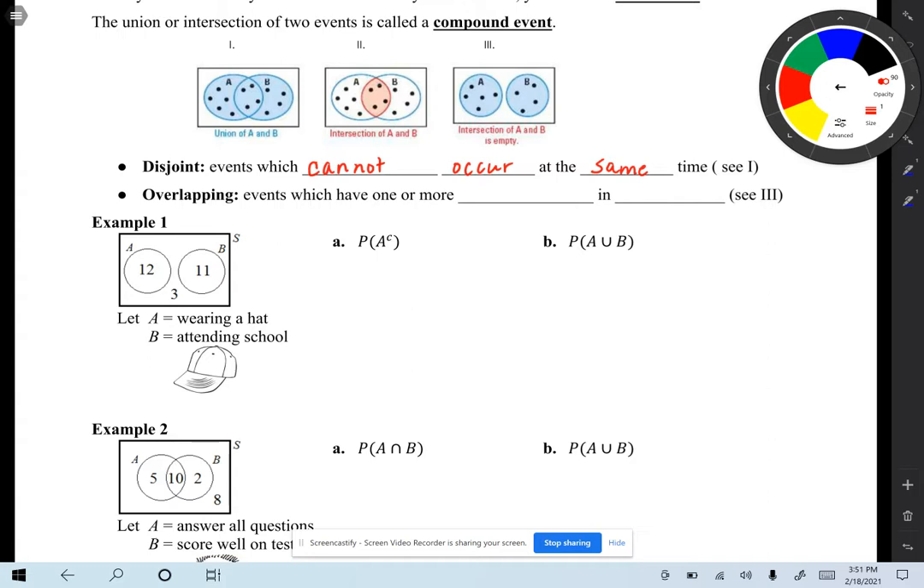I wanted to point out, for disjoint events, I think I wrote the figure number. Yeah, I did. For this one, I meant 3. And then for the overlapping, I wanted you to look at 2. So go ahead and fix that. So overlapping events have one or more outcomes in common, and that would be figure 2.